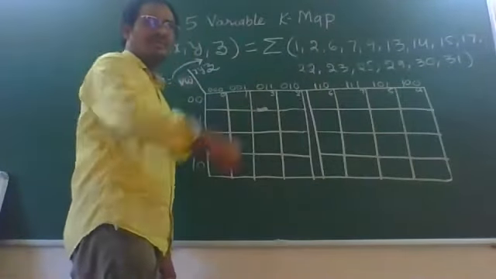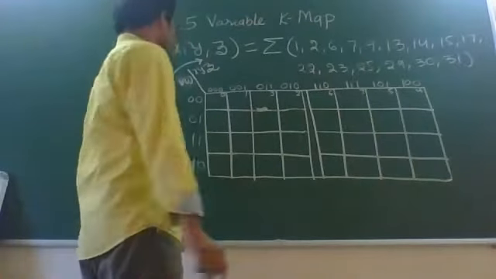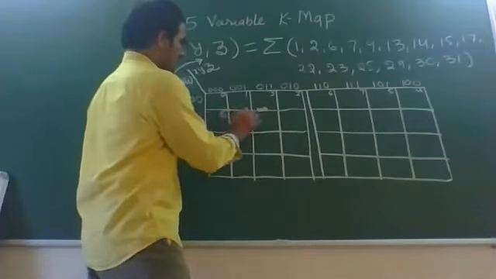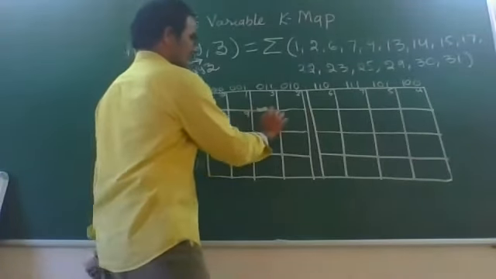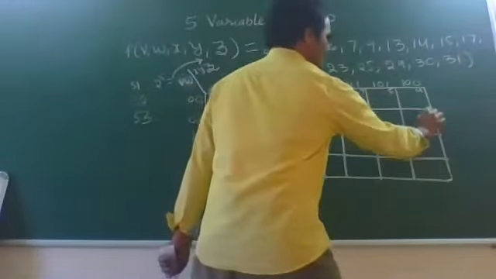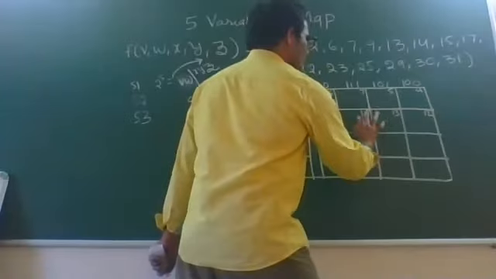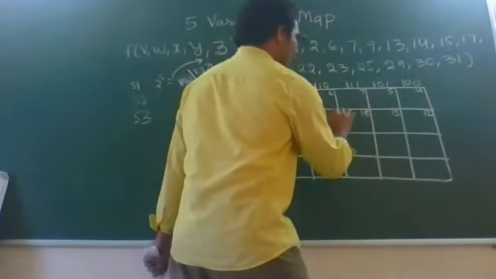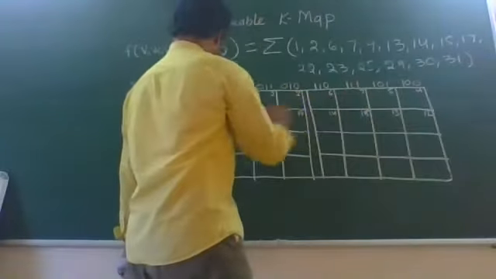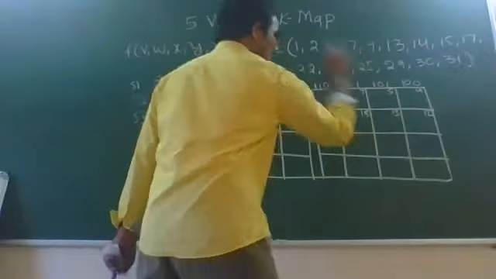That is how we have given the numbering to the cells in the 4 variable k map case also. And here 0 1 0 0 is what? This is 8, 9, 11, 10. It begins like this: 12, 13, 15 and 14. 0 1 1 1 1 is 15. 0 1 1 1 0 is 14, 13 and 12.